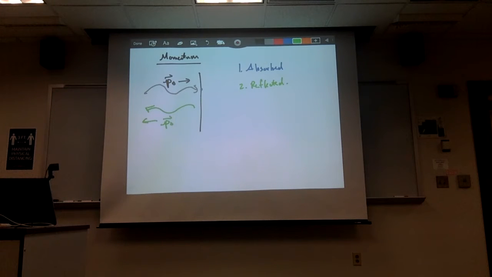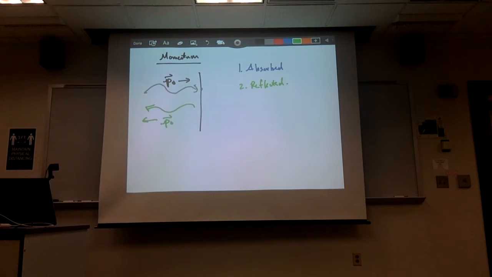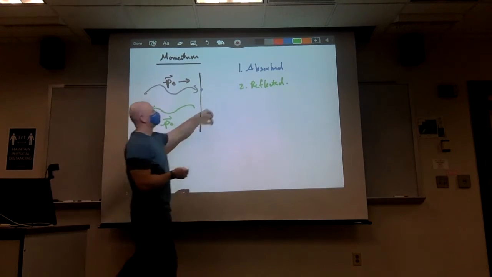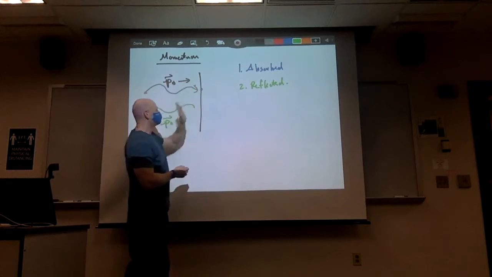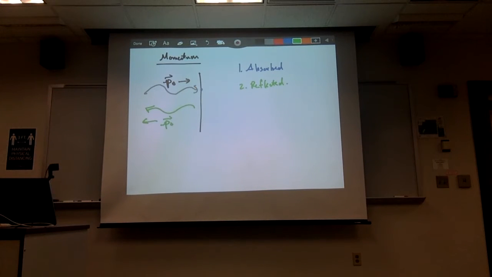So let's say I have a wave which is coming in, and then it's going to strike this particular boundary. So it's coming in with an initial amount of momentum. Let's call that p0. Now, one of two things can happen. Either the light could be absorbed, which means it's just going to hit and then basically stop, or it can be reflected, which means it's going to hit and then bounce away.